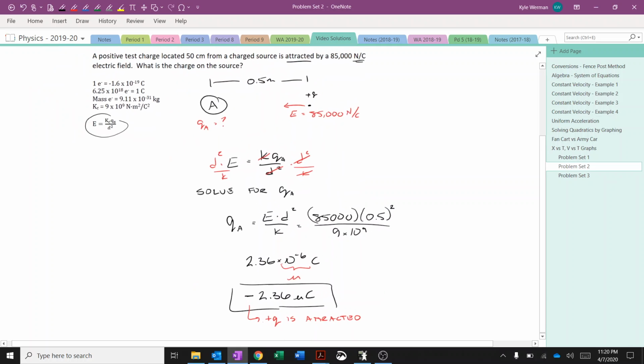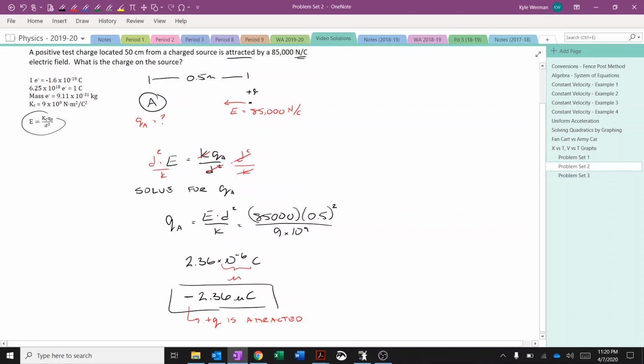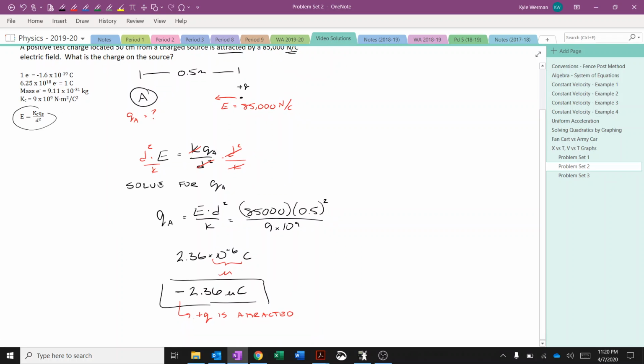So that was one piece. Make sure you don't forget about the sign. If they want the charge, you need to indicate whether it's positive or negative. Unless they just say what's the magnitude, in which case it would just be 2.36 microcoulombs. If you left it as 10 to the negative 6, that would also be correct, because it doesn't change the actual value.